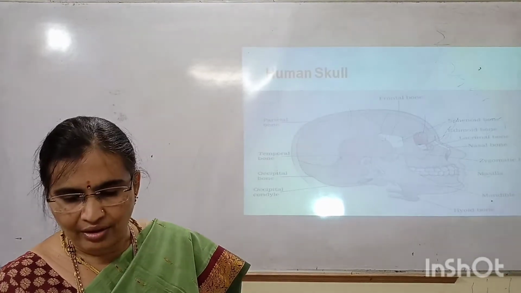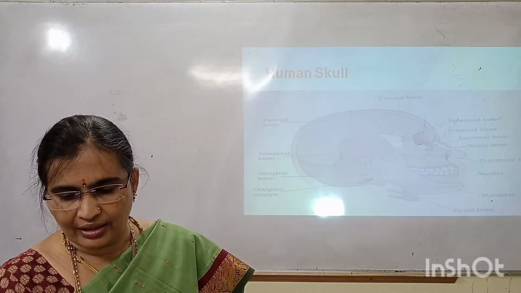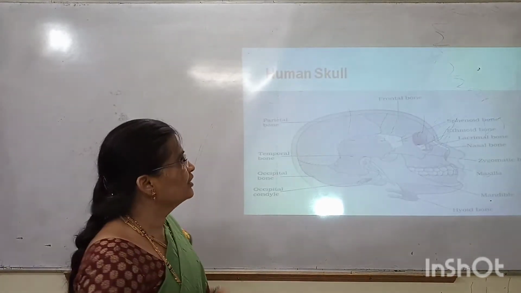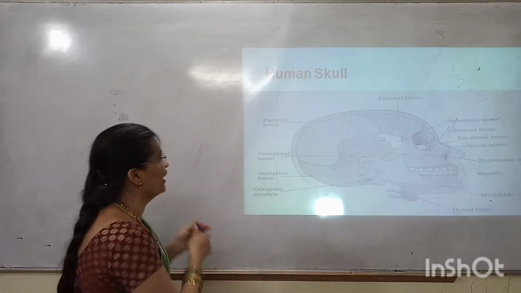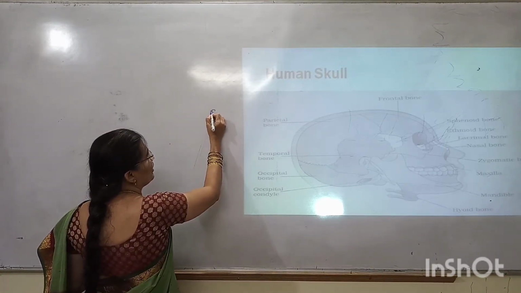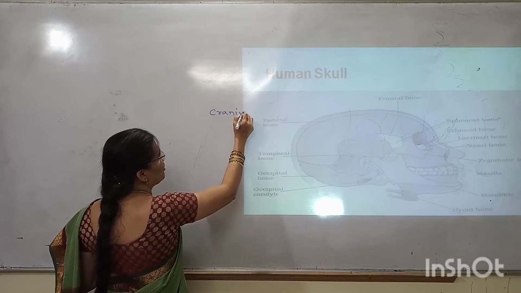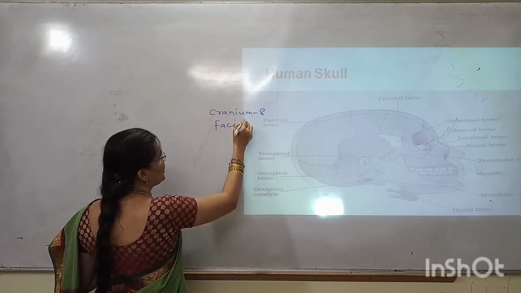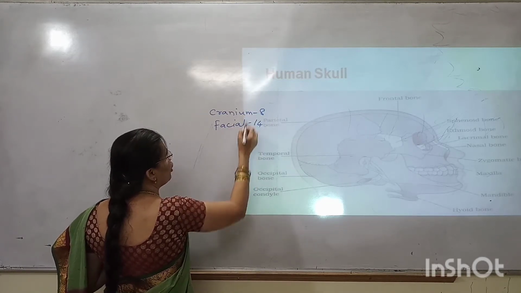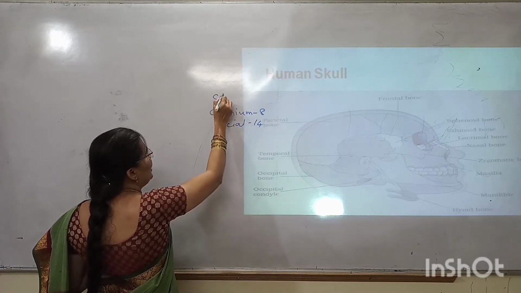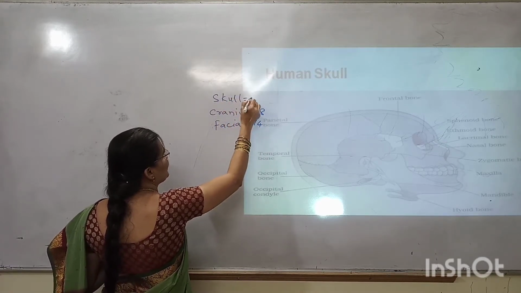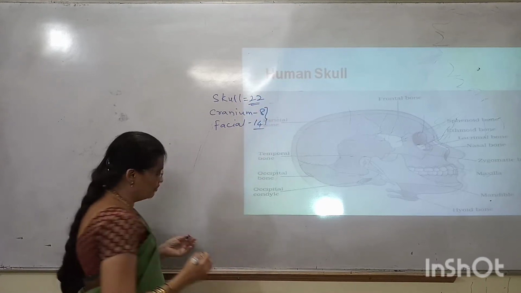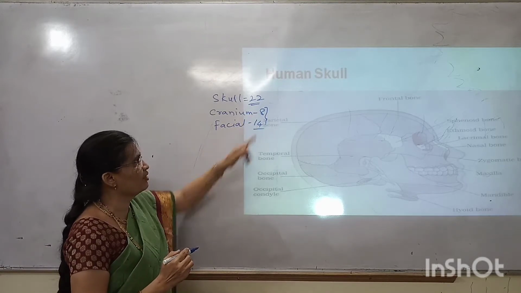Next we move on to the facial bones. How many facial bones are there? Just now I told you the cranium has 8 bones. Then the facial bones number 14. So in the skull, how many bones are there? 22 bones: 14 plus 8 becomes 22.